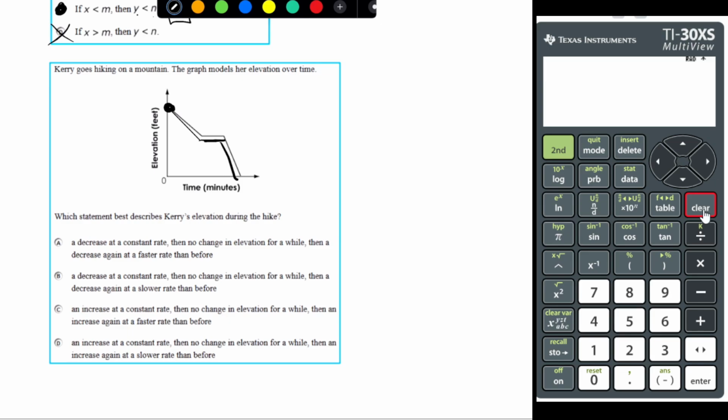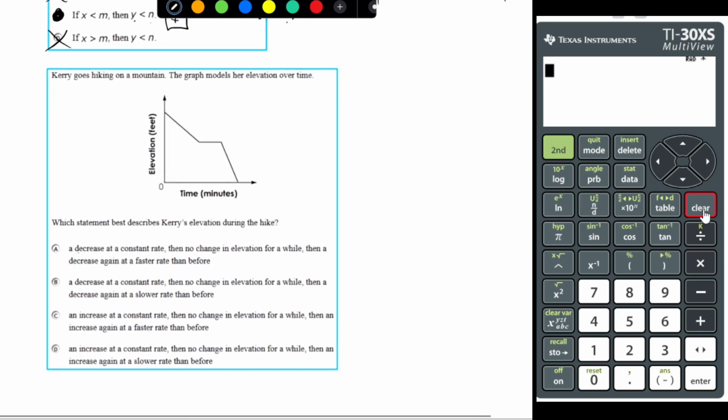So, how would we describe this? A decrease at a constant rate, then no change in elevation for a while, then a decrease again at a faster rate than before. A decrease at a constant rate, then no change in elevation for a while, then a decrease again at a slower rate than before. An increase at a constant rate, then no change. Okay, well, we know it's not increasing to start. We know this is a decrease. So that's gone. An increase at a constant rate, that's gone.